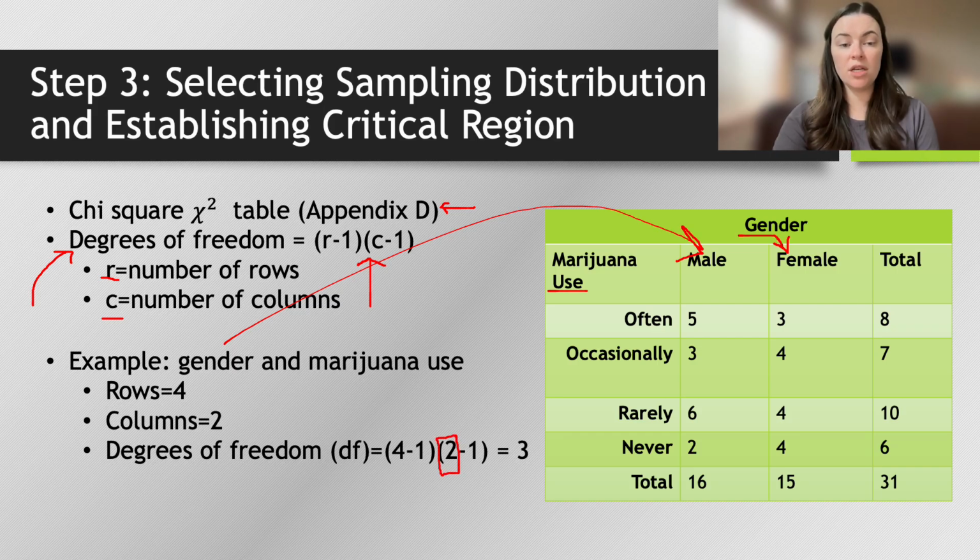With respect to marijuana use and this ordinal level variable, we have 4 categories at play here. They could either respond never, rarely, occasionally, or often. And so we have 4 rows. And so when we plug both of those in respectively to our degrees of freedom calculation, we get 4 minus 1 equals 3, and multiply that by 2 minus 1, which is 1, to get a total of 3. We'll use this degrees of freedom with respect to our chi-square table or Appendix D here in just a moment.